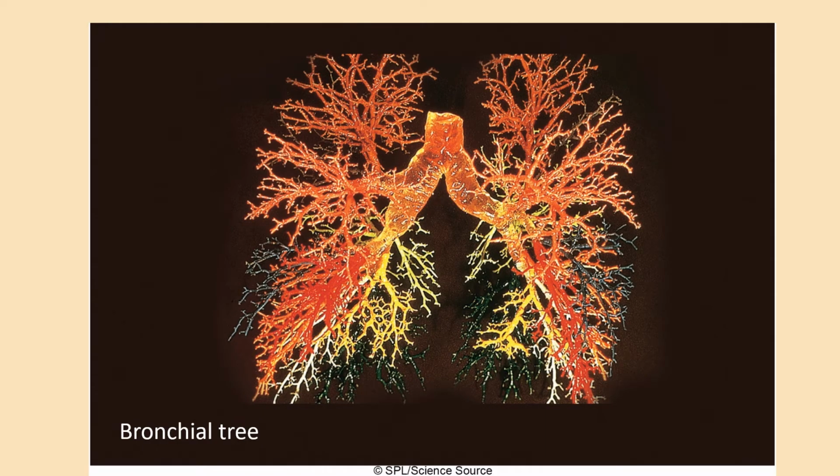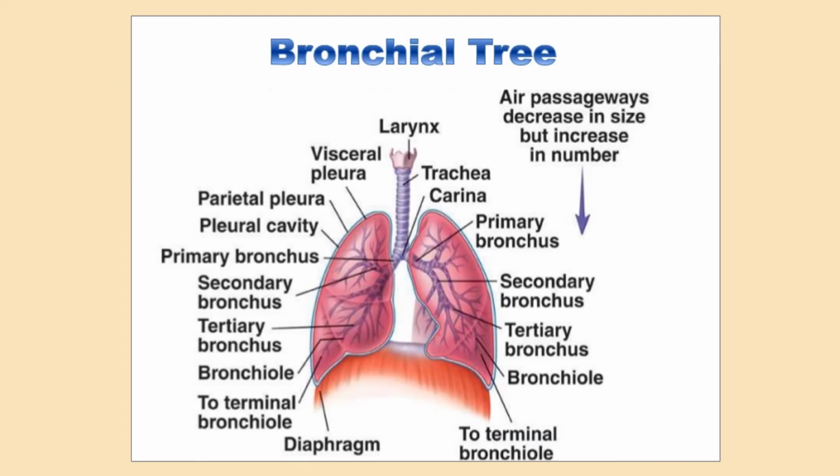Here we see a cast of a bronchial tree. The airways were filled with a plastic-like resin material and the other tissues were digested away. And we can see in the center evidence of the trachea and the right and left primary bronchi. And then each bronchus branches to form more numerous but finer airways.